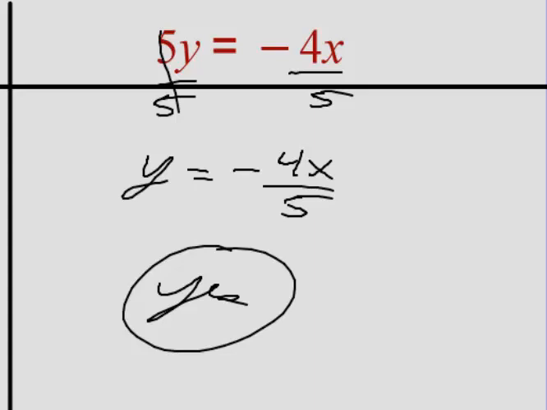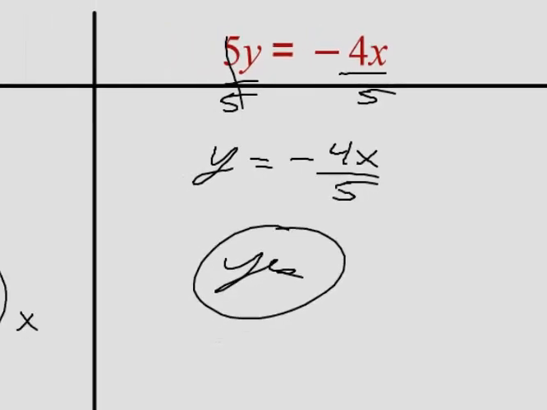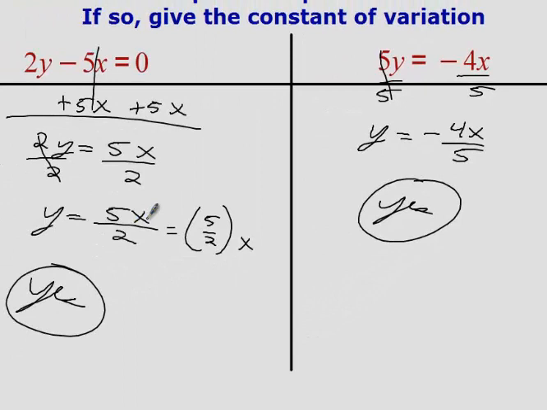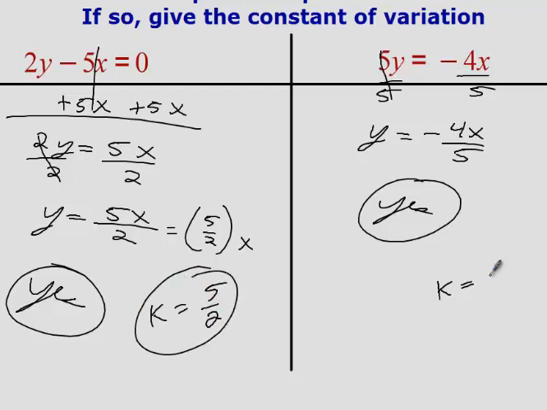All right, if there's anything added or subtracted, it's instantly not going to be direct variation because do I have anything added or subtracted here? No. Okay? So isolate y and then analyze what your result is. If you get y equals a number times x, then you are showing direct variation. And I didn't answer the second part. If so, give the constant of variation. So I need a k, and I need a k. So what's the k here? 5 over 2. And what's the k here? Close. Negative 4 over 5. So be careful that you include that neg. Is everybody good with that?